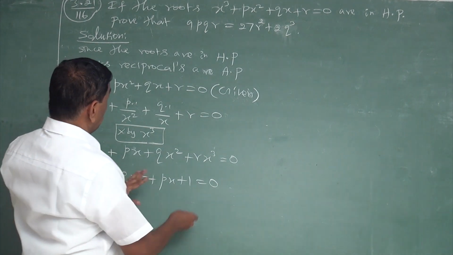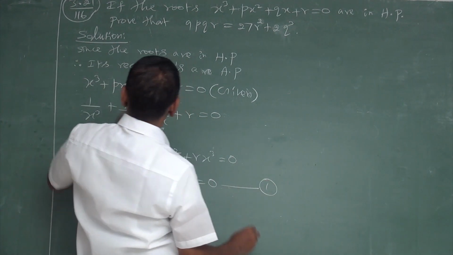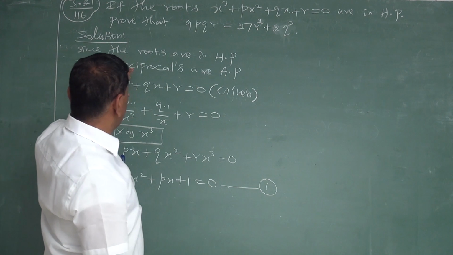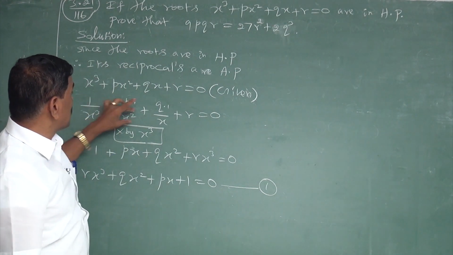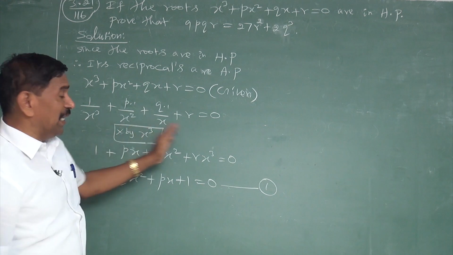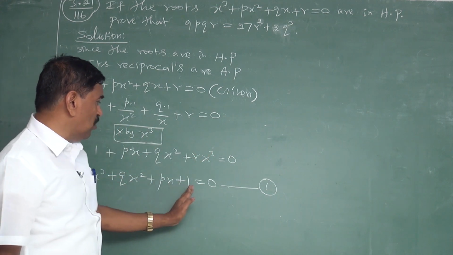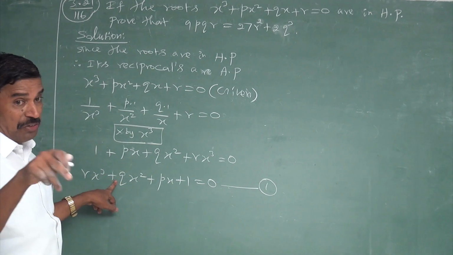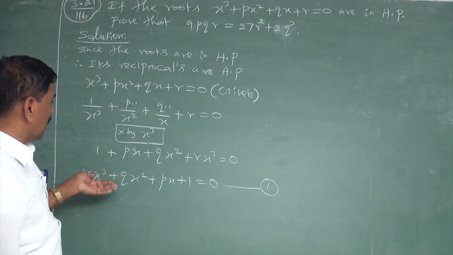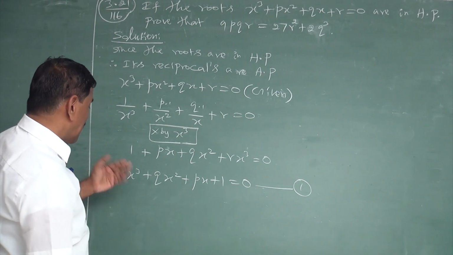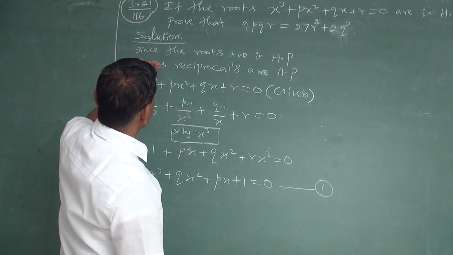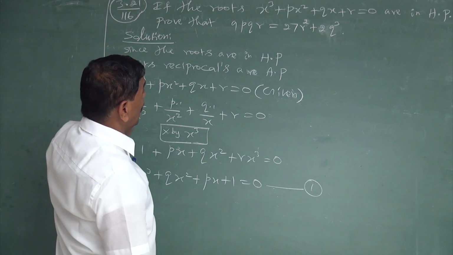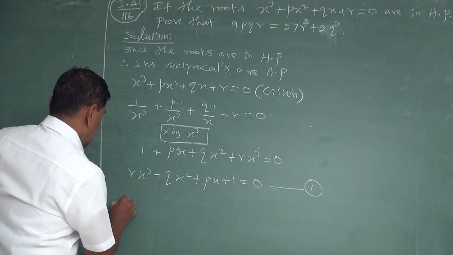Okay. Let it be that first equation. Now listen, since the roots are in HP, then its reciprocals are in AP. Take your given equation, take the reciprocal of the variables x cube, x square, x, then multiply by x cube on both sides, and we get r x cube plus q x square plus px plus 1 is equal to 0. Okay. Now this first equation comes under AP. Now I want to take the roots. Let the roots be, say, since the given roots are in HP and we have converted to AP, therefore, let the roots be. Listen.